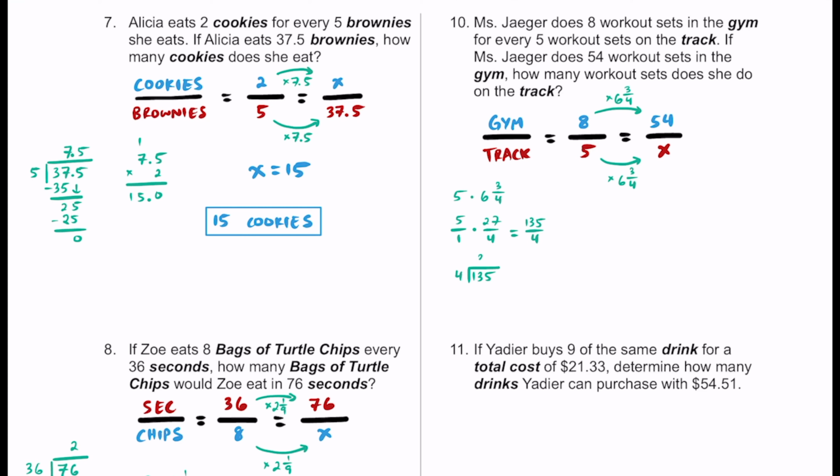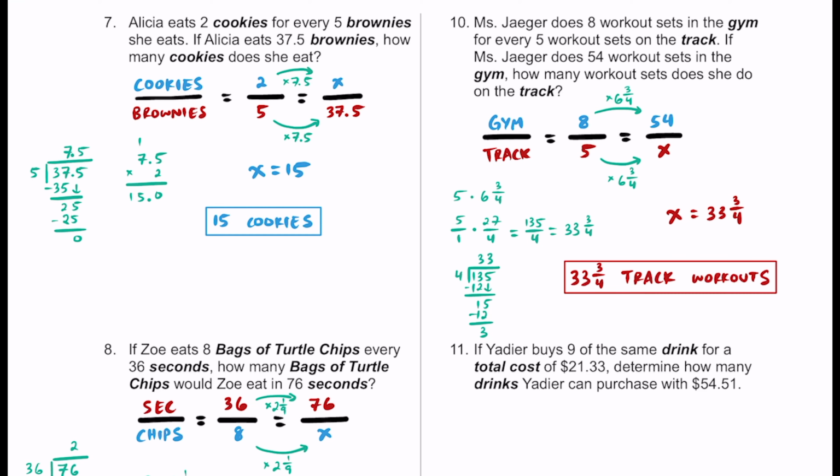3 times 4 is 12. Have a 1 and then bring down a 5. That'd be 12 with a remainder of 3. So I believe this is going to be 33 and 3/4 of these track workouts. So I think X would equal 33 and 3/4, or 33.75 if you prefer to use decimals.